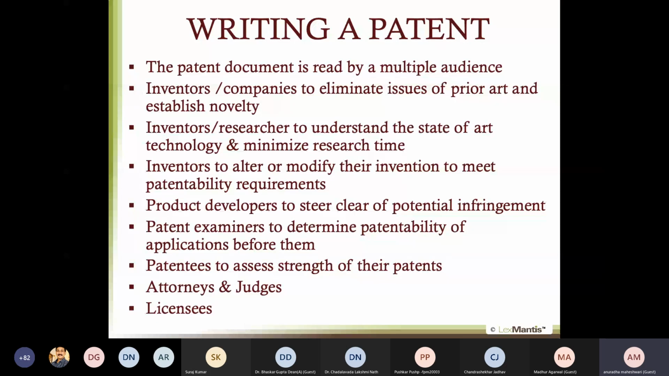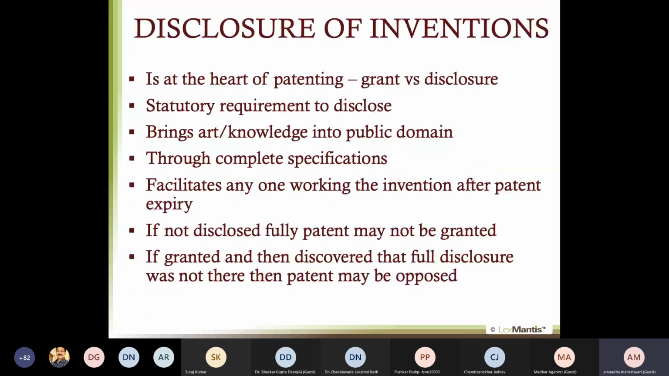So it's very important how you write your patent document. The first golden rule about writing a patent document is disclosure of the invention. See, disclosure of the invention is at the heart of patenting. It is the essence of patenting. Patenting is very simple, a trade-off. You give me this and I give you that. So you give me the invention and I give you a patent is the clear, simple key to patenting.